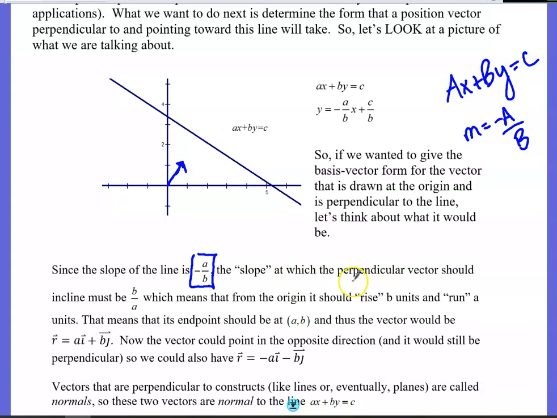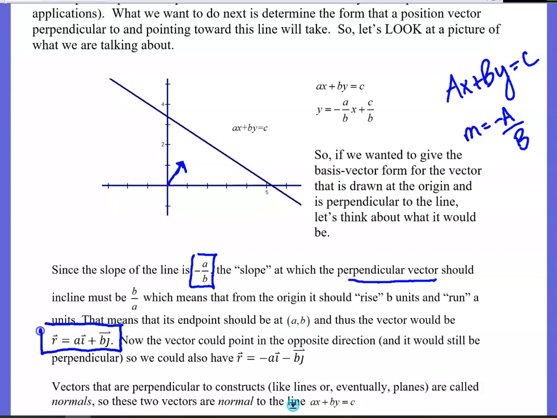If we want a perpendicular vector to that line, then I want the slope to be perpendicular. So I'd have to flip it and take the opposite reciprocal. So that would become a positive b over a, right? Okay, so that would mean that the change in y would have to be b, and the change in x would have to be a. So that would look like this vector.